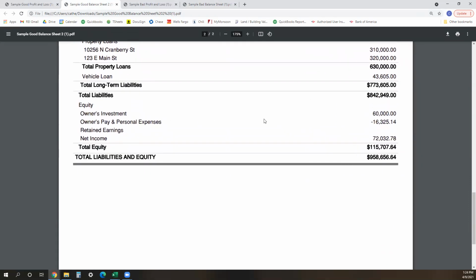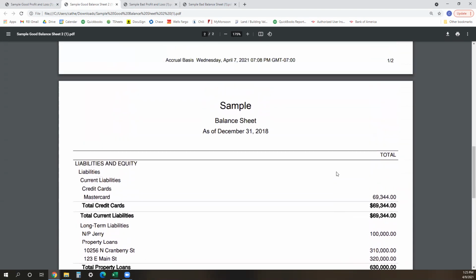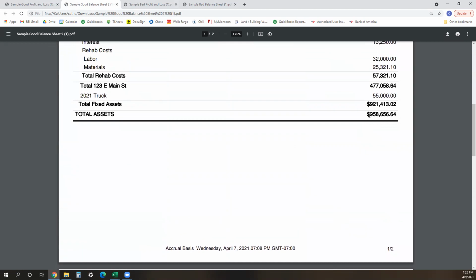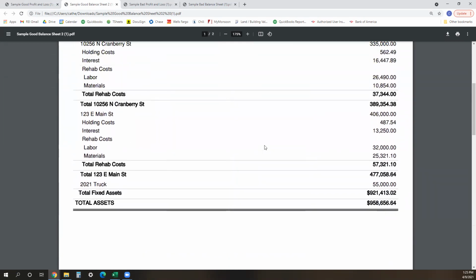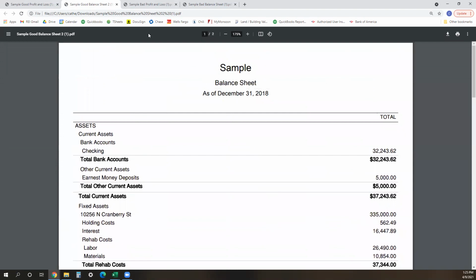And then into the equity, here is an owner investment. They put up $60,000 at the beginning, have drawn $16,325.14. And the income hasn't been allocated on here, but the net income pulling from the profit and loss is $72,000. You'll see your total equity, $115,000, and then your total liabilities and equity, $958,656, which will match your total assets you have as well. So that's your balance sheet. We'll move into the profit and loss.